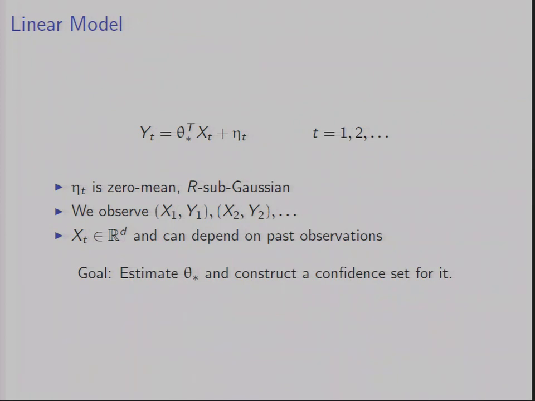Now just one more comment. We allow the situation where xt can actually depend on the previous observations. So it's not IID sampled. X's can be chosen arbitrarily, even depending on the past data.